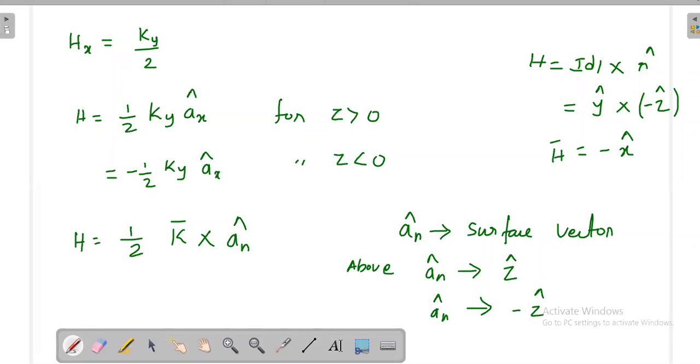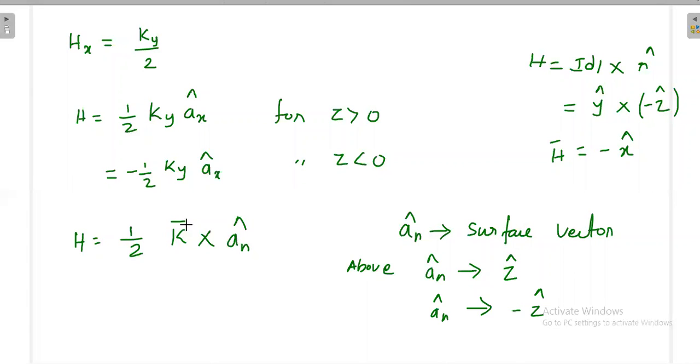From this we'll try to prove that one. If you are above, what is the meaning? If you are above, that is z greater than 0. Above, 1 by 2, k cap direction is always y cap direction. If you are above, what is your n? Your n is z cap. So what is your final direction? y cap cross z cap direction is x cap direction. So that is what we have proved here. If you are above the plane, that is x cap direction.